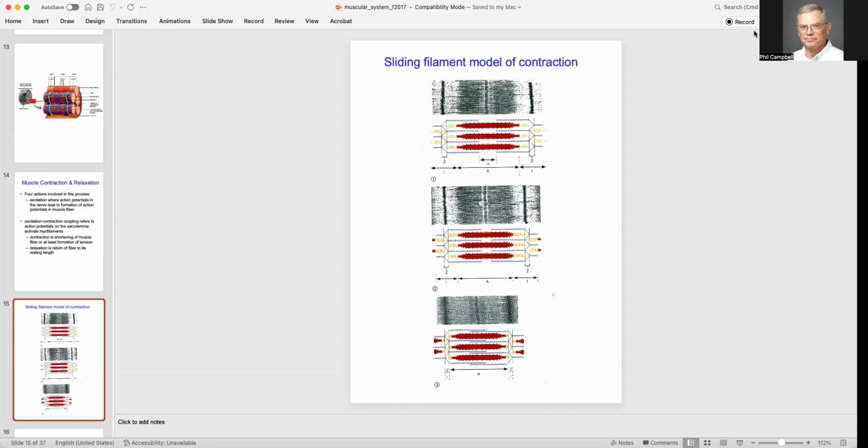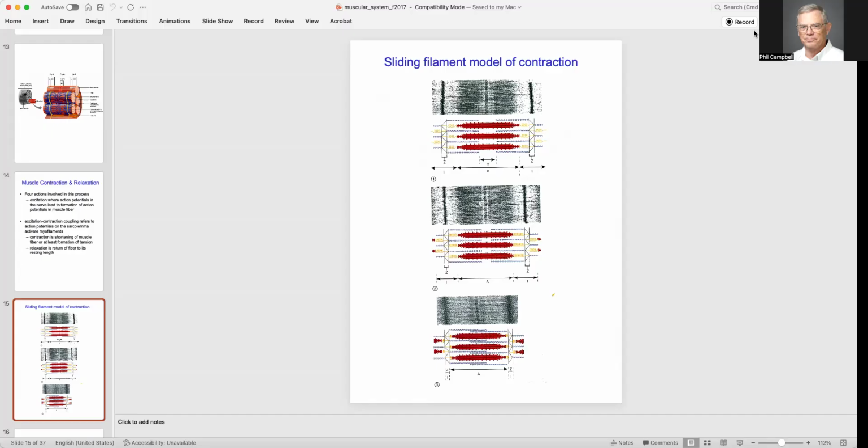Okay. Number one, the length of your thick filament, which is your myosin, does not change. It never changes for all intents and purposes. So your A band doesn't change in length.